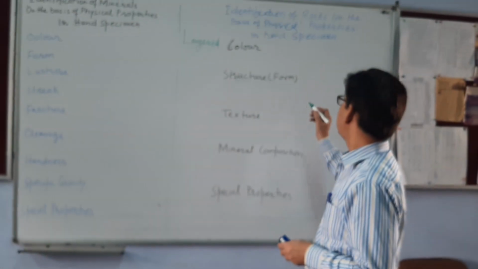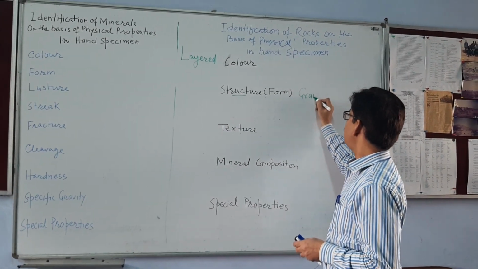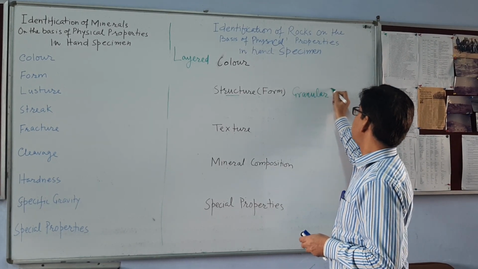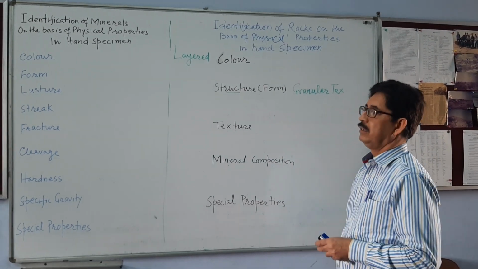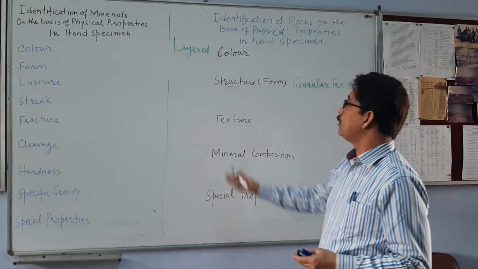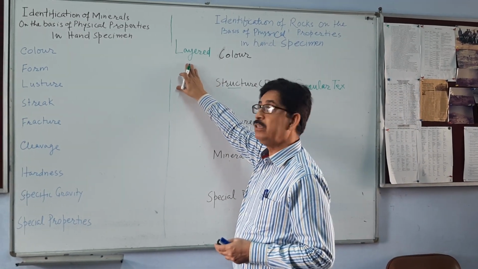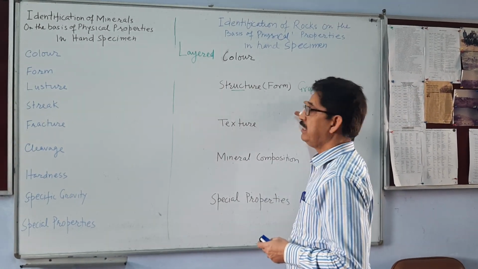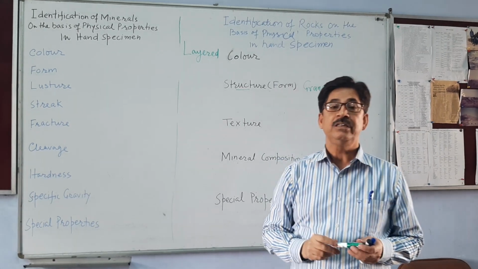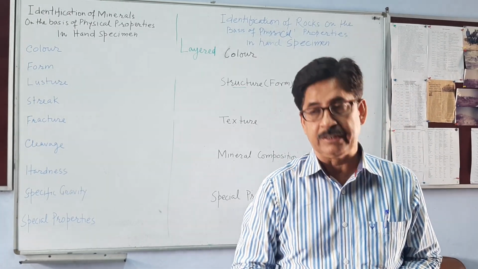But why are we calling it sedimentary rock? Because it has a granular texture. It has a granular texture. That is important. Metamorphic rocks can also be layered, but they will not have granular texture. They will have interlocking non-porous texture.